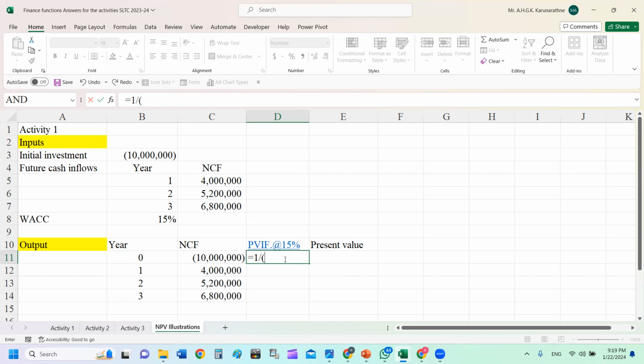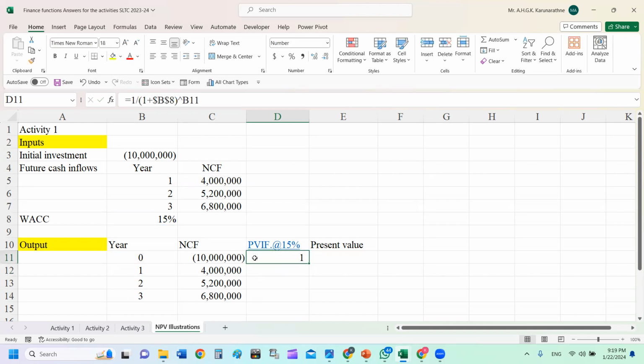You are given the table at the exam, but it is better to be ready. Even without the table, you should be able to tackle it because you are finance people. 1 divided by 1 plus R, R being the cost of capital here, and you must make it fixed. 1 divided by 1 plus R to the power n, where n is relative. I am going to drag it down.